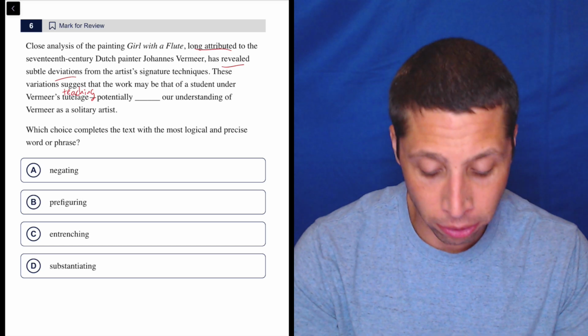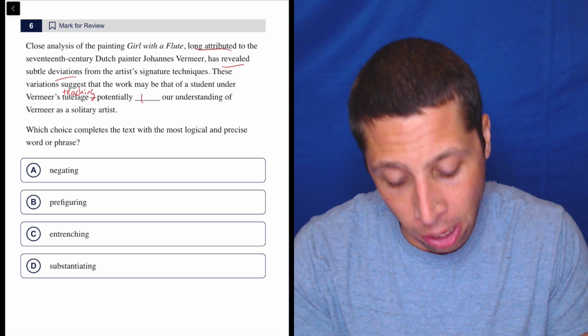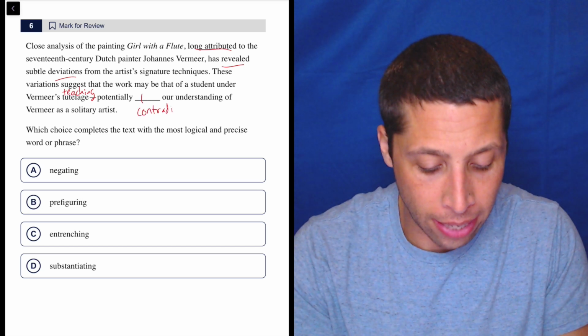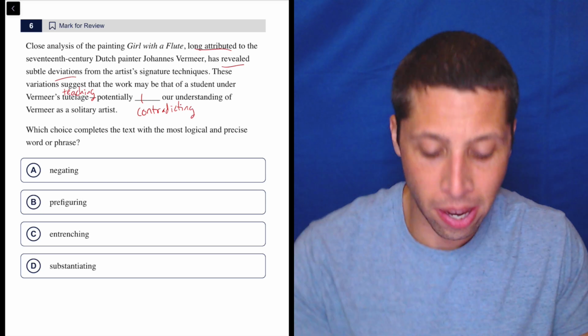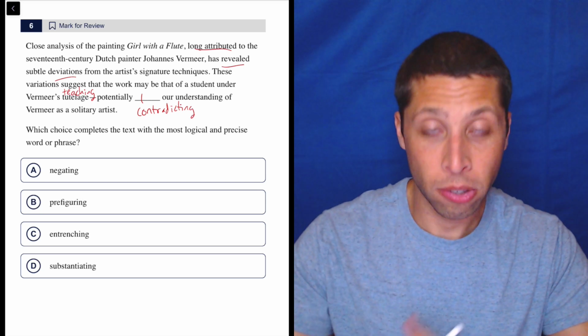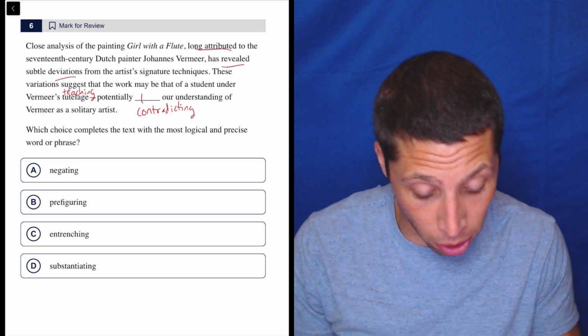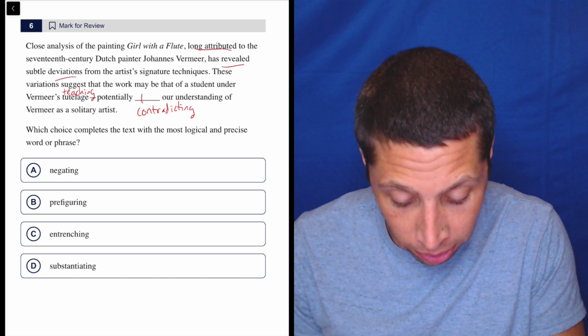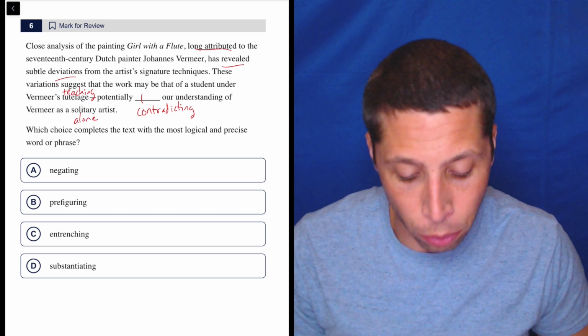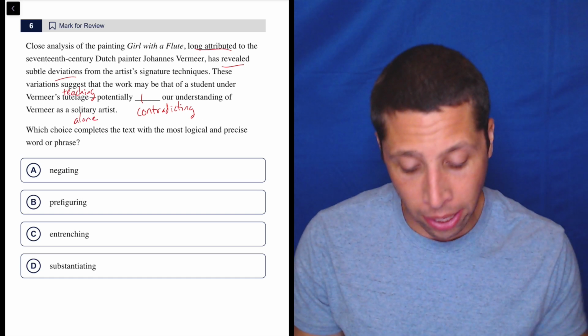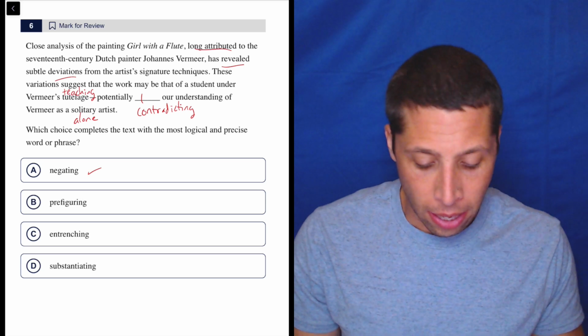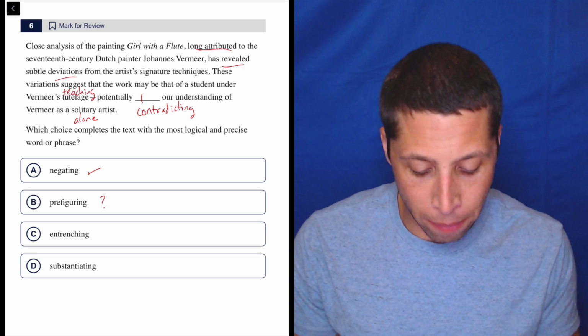Potentially blank our understanding of Vermeer as a solitary artist, like contradicting is kind of my guess here, right? Because we thought of him as solitary, but he's got a student. So he's not solitary. Solitary means alone, right? His solitary artist has something to do with being alone. So negating seems like contradicting. So I like that. Prefiguring, you might not know. I'll come back to it.